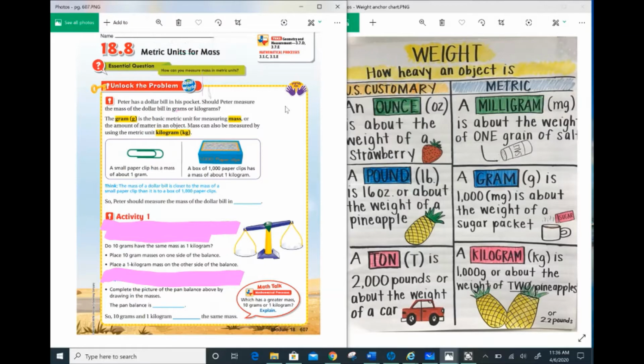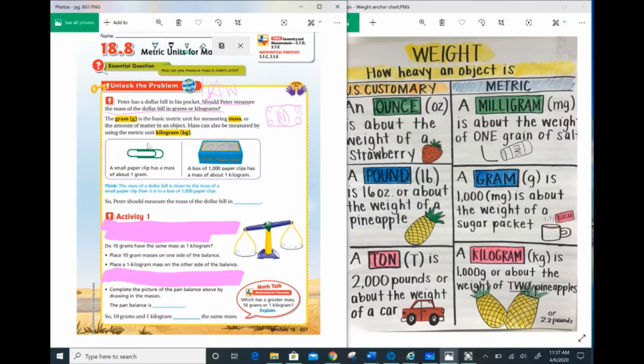So I'm going to go ahead and write read, draw, write. So Peter has a dollar bill in his pocket. Should Peter measure the mass of the dollar bill in grams or kilograms? I already read the problem. I need to figure out if Peter should measure the mass of the dollar bill in grams or kilograms. I'm going to go ahead and draw my dollar bill. I'm just going to put a 1 there because I know it's a dollar bill.